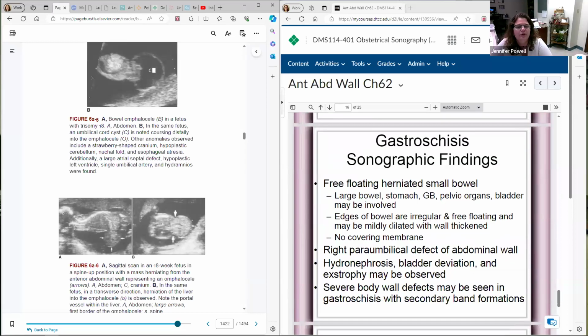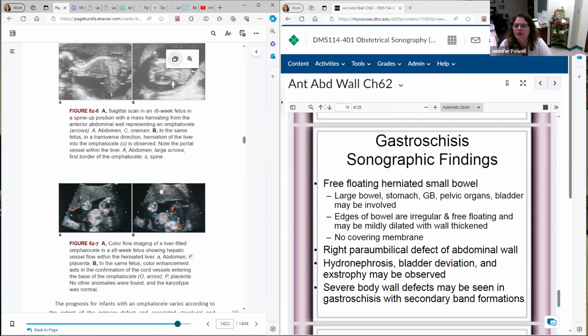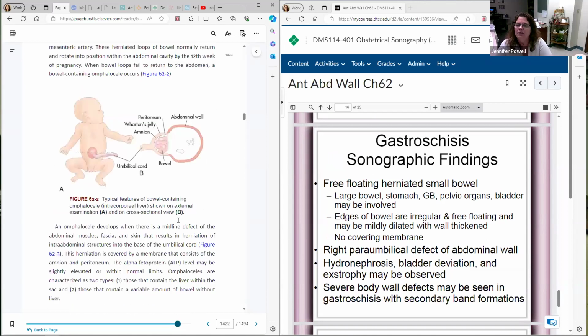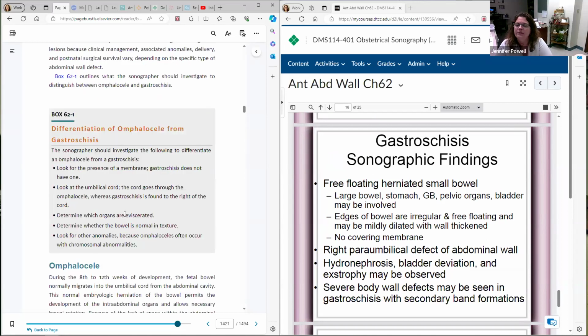So what you would be looking for would be free-floating herniated small bowel, large bowel, stomach, gallbladder; pelvic organs and bladder may be involved. Edges of the bowel are irregular and free-floating and may be mildly dilated, with thickened walls and no covering membrane. I saw something on here I wanted to go back to: the differences between omphalocele and gastroschisis. We'll go back to that.